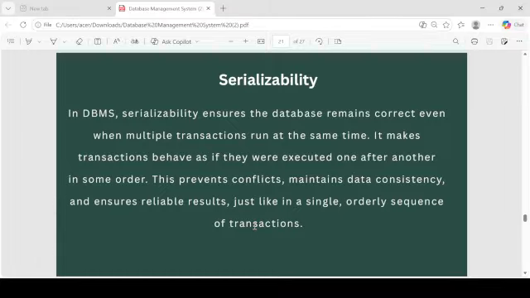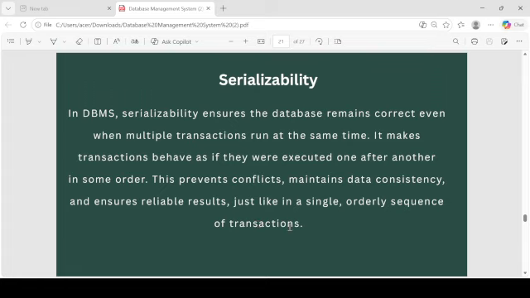Now, the next topic will be serializability, which is so important in a database management system. Serializability ensures the database remains correct even when multiple transactions run at the same time. So this is serializability. It makes transactions behave as if they were executed one after another in some order. This prevents conflicts, maintains data consistency, and ensures reliable results, just like a single orderly sequence of transactions.